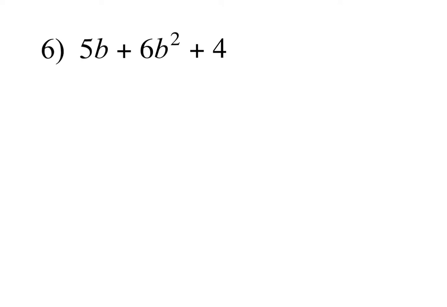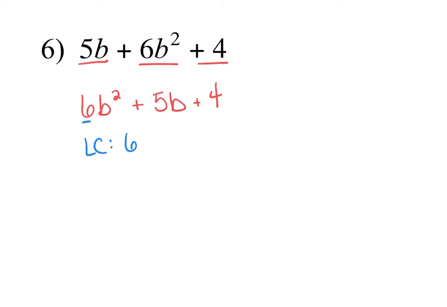All right, so for this one, it's not in standard form because we're looking highest to lowest exponent. So we would rearrange this. We would write the 6b squared, then we would write the 5b, then we would write the 4. That is standard form. My leading coefficient, once it's in standard form, is just going to be the number that is up in front. And so that's going to be a 6.